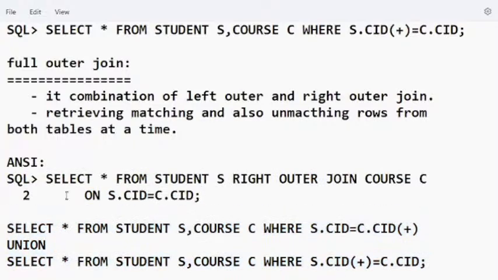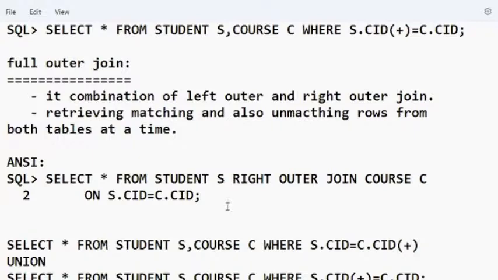So first ANSI, and after that go for non-ANSI.